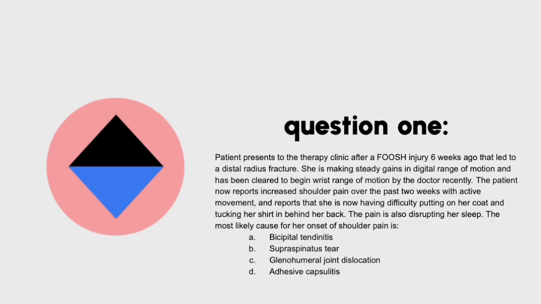Question 1, the correct answer here is D, adhesive capsulitis. These functional activities describe movements that require external and internal rotation, which we know is going to be limited with frozen shoulder. The capsular pattern is limitation in external rotation, greater than abduction, greater than internal rotation.